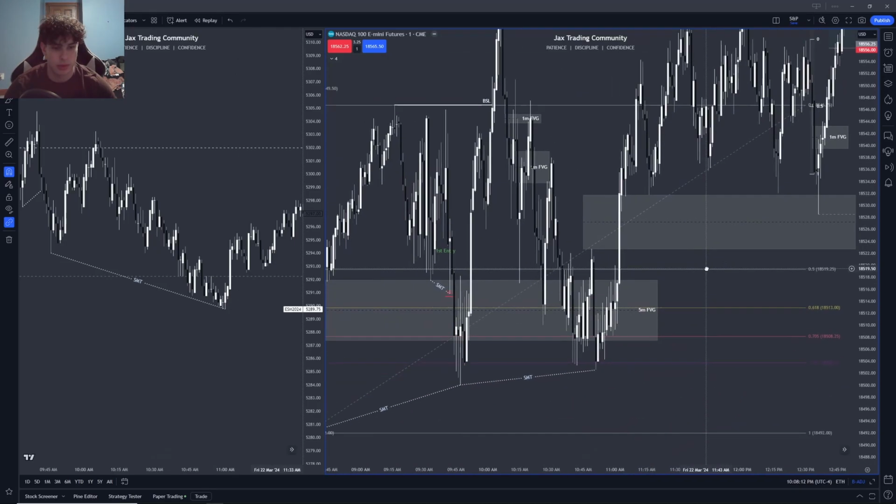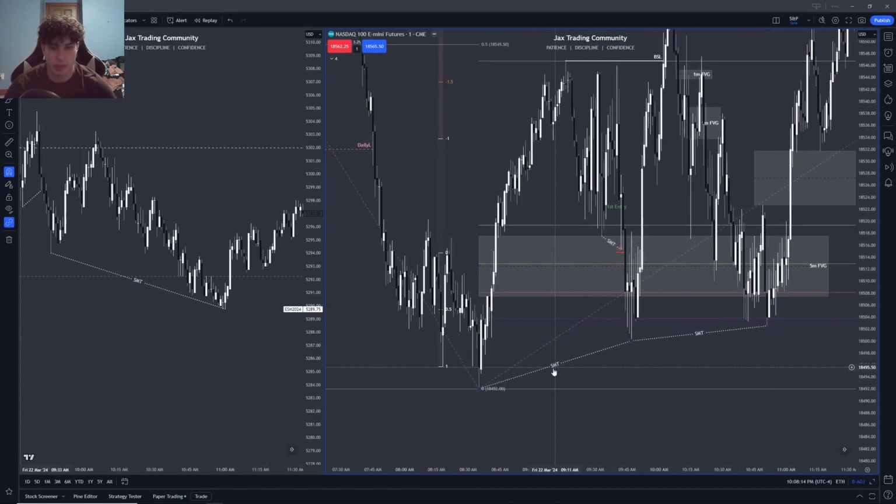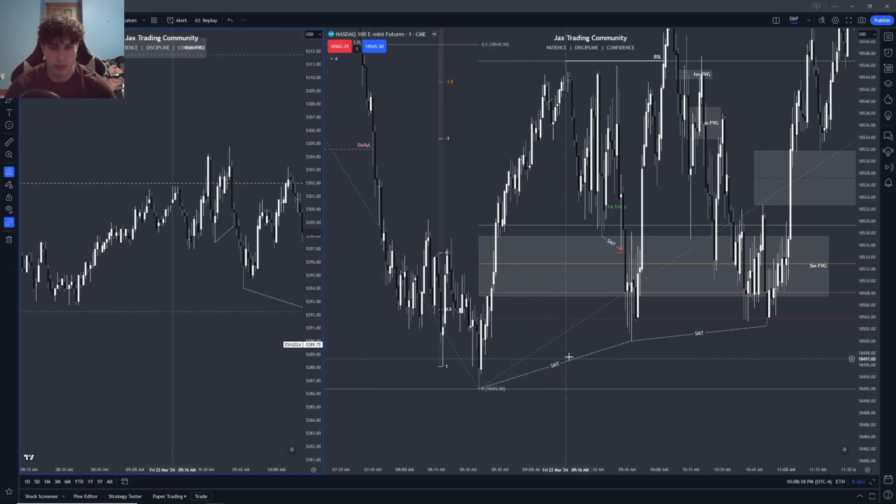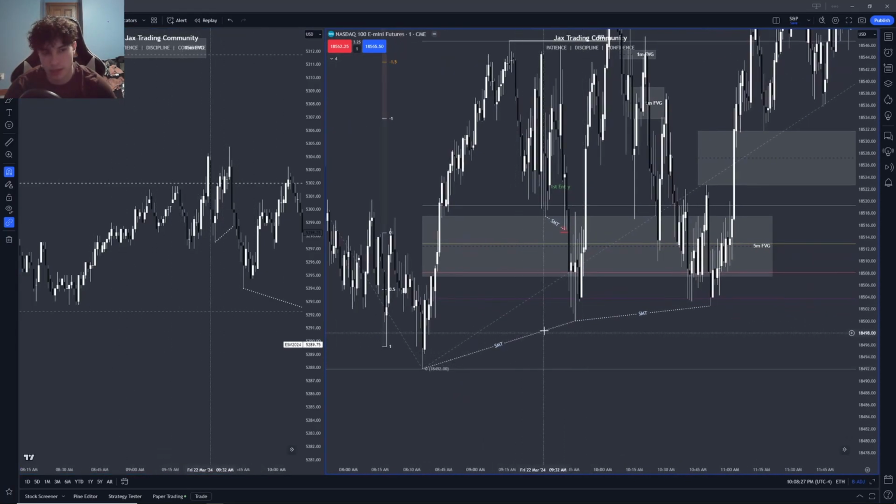And then, oh yeah, I do want to talk about this real quick actually first. So right here, I drew out SMT. As you can see, there's no divergence. The reason this is SMT is because on Dow Jones, there was an SMT. I didn't trust it though.